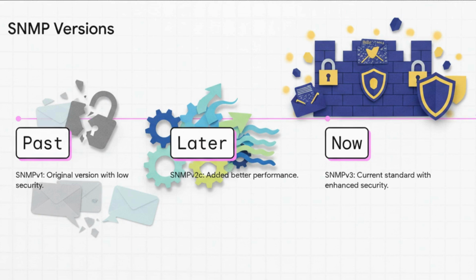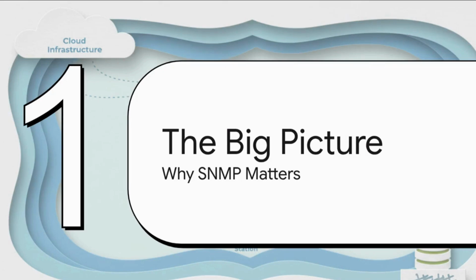But the real game changer, the one we actually rely on now, is SNMP version 3. This current standard brought robust enterprise-grade security to the table, featuring strict authentication and actual encryption. So now all those GET, SET, and TRAP messages can't just be intercepted or spoofed by anyone listening in. And that brings us to our final section, the big picture. Let's zoom out and look at why this invisible, automated middle management is actually so vital.